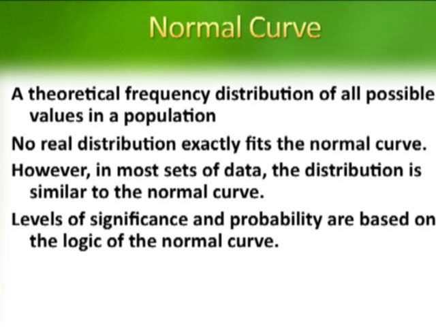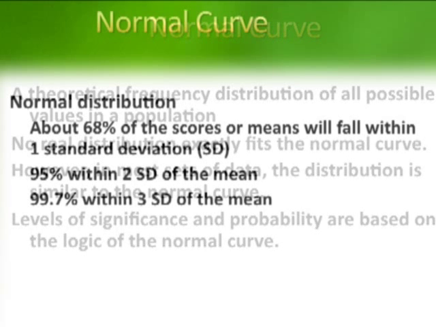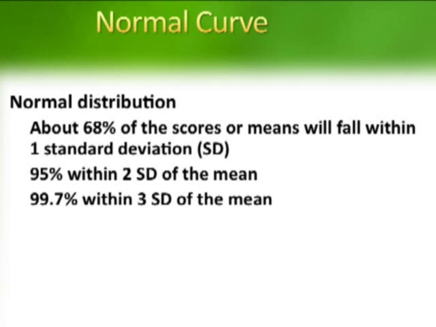Levels of significance and probability are based on the logic of the normal curve, and we're going to talk about that in the next lecture. The normal curve has a normal distribution. About 68% of the scores or means will fall within one standard deviation, 95% within two standard deviations of the mean, and 99.7% will fall within three standard deviations of the mean.